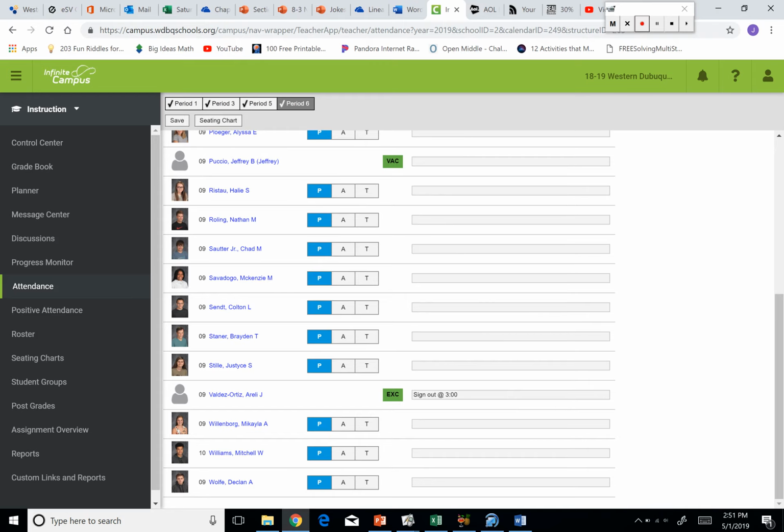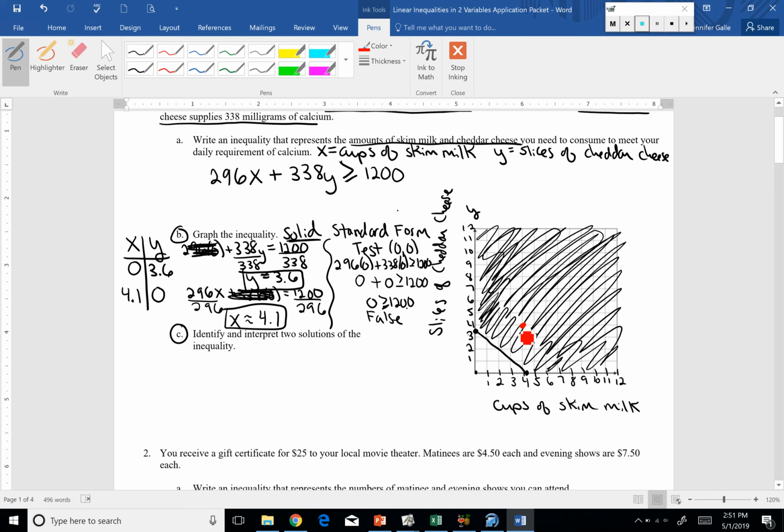And I highlighted it with that, whoops, sorry guys. I highlighted it with that red dot right there. So 4, 4. I'm going to test it out. 296 times 4, 338 times 4. Is that greater than or equal to 1200? I want to make sure it is a solution. So this is kind of our double check to make sure we shade it the right way.